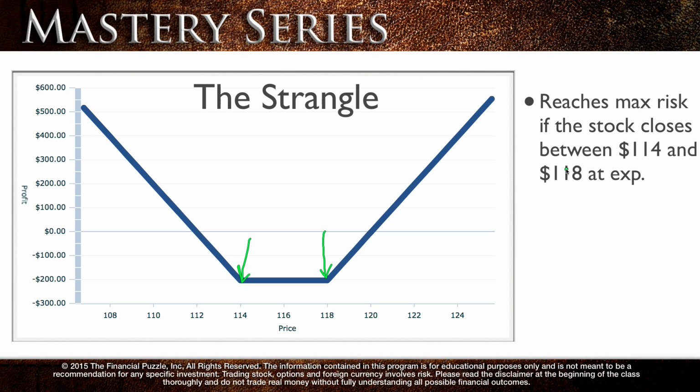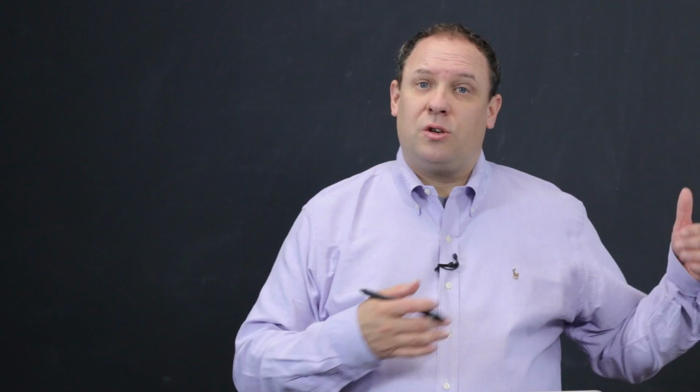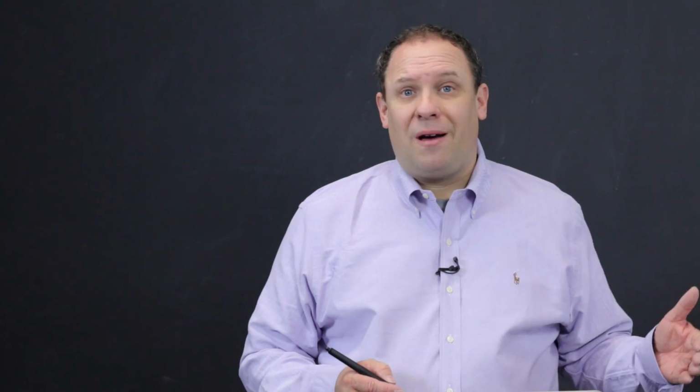With the straddle, you have to land right on the money in order to reach maximum risk. With the strangle, you can land somewhere between that range. So here I've done a range of 114 to 118. If this stock closes at expiration between 114 and 118, you're going to reach maximum risk on this trade. But as long as the trade's going up above 118, you're going to have a profit on the call. As long as the trade's going down below 114, you're going to have a profit on the put. And that's the way it sets up here.